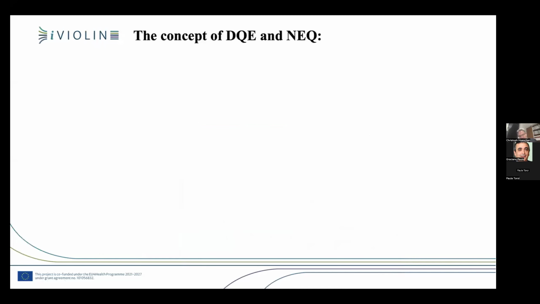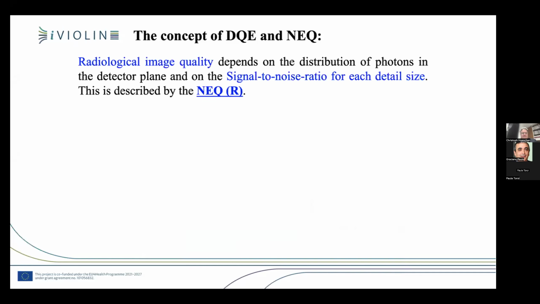Having a noise power spectrum and an MTF, we can determine the so-called detective quantum efficiency, which is related directly to the so-called noise equivalent quanta. So radiological image quality, as set by a physicist, depends on the distribution of photons in the detector plane and on the signal-to-noise ratio for each detail size. So we have to really do that for each detail size. This is described by the noise equivalent quanta at each single frequency.